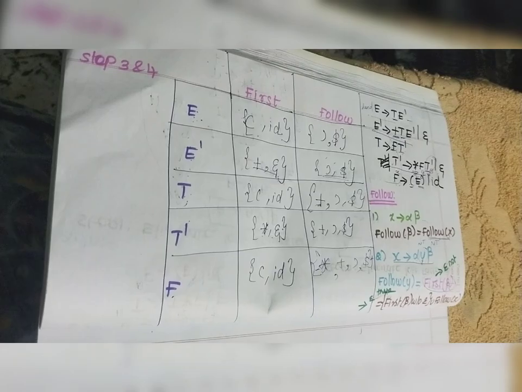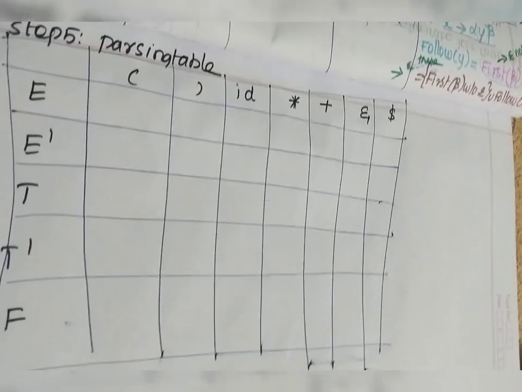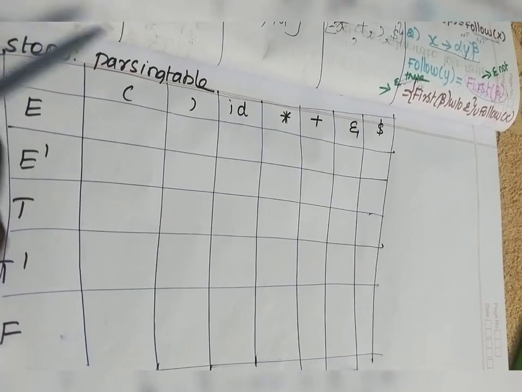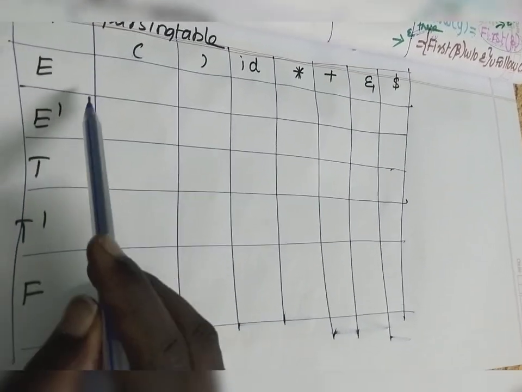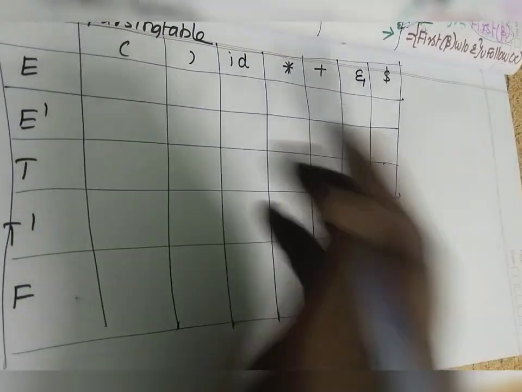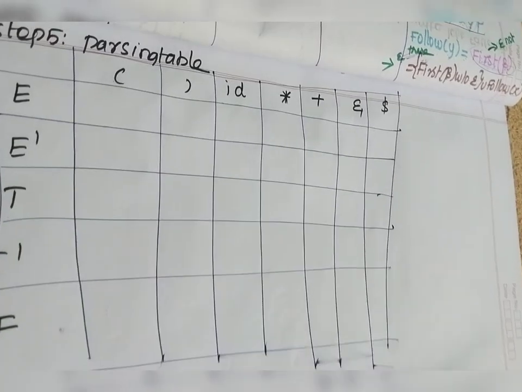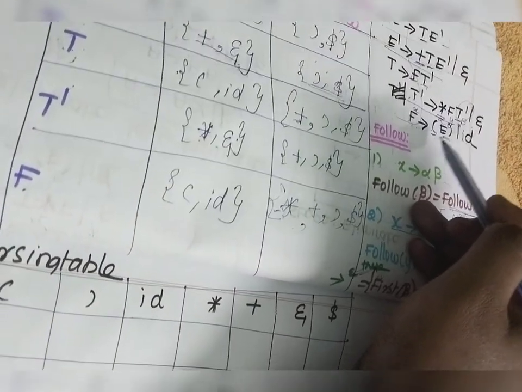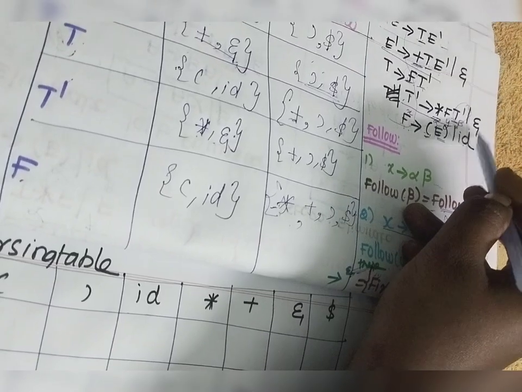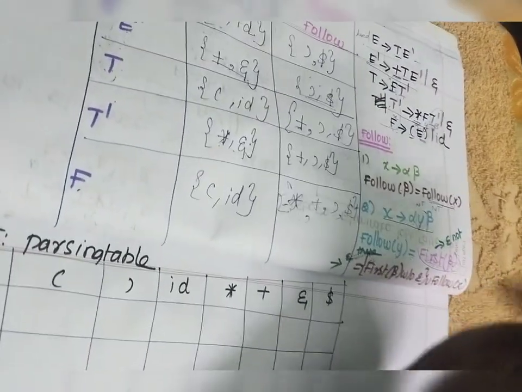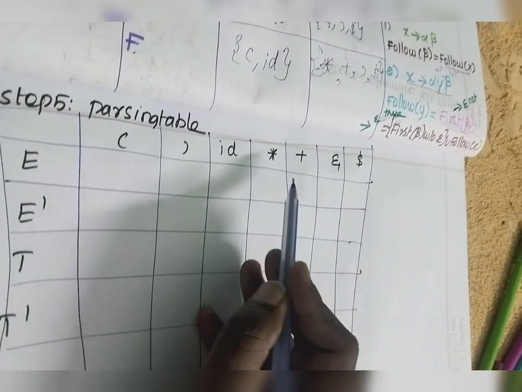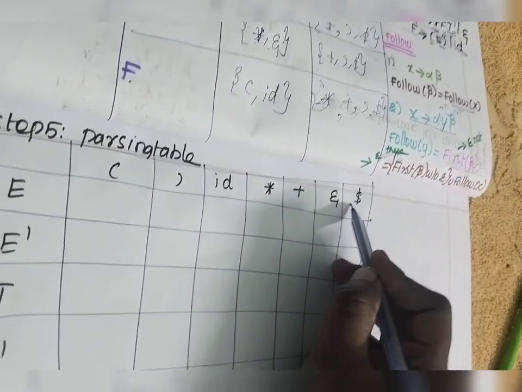Okay. Then next step. Step 5, you need to calculate the parsing table. So this column will come with all the heads, and the first row comes with all the terminals. So in your productions, what are the terminals used? Open bracket, close bracket, ID, epsilon, star, plus, without capital letters. The remaining ones come with the terminals. Additionally you can mention the dollar symbol also.